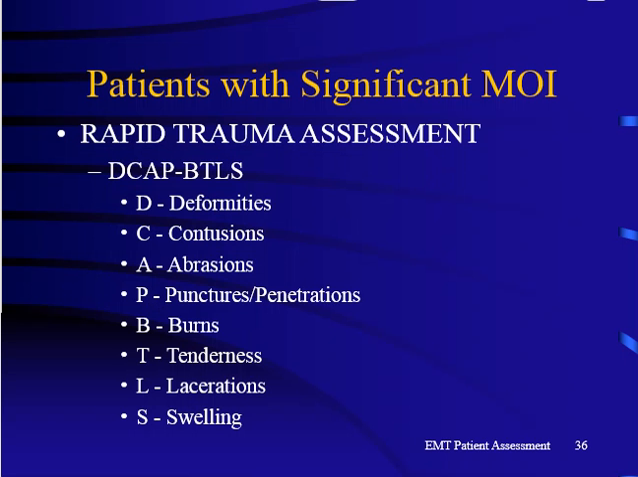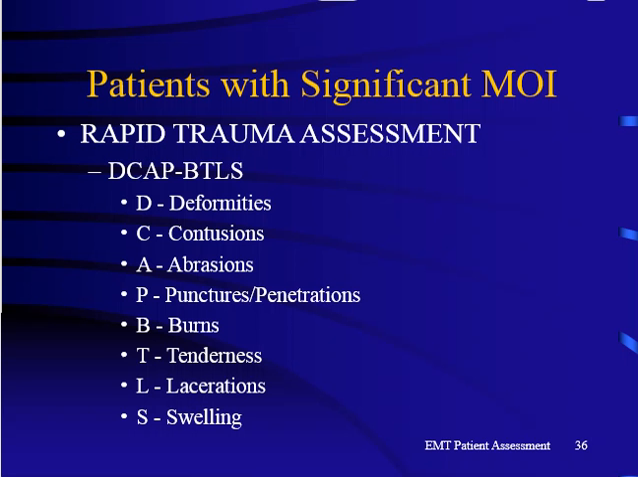So, also looking at patients with significant mechanism of injury, with the rapid trauma assessment we have a little step that you can look at. When you're going down the patient, looking at their body, you want to indicate DCAP-BTLS. This is something you'll use as you're going through and looking at the patient. Do they have any deformities? Do you see any deformities to the legs, the arms, the neck, anywhere on the body? Do you see any contusions?